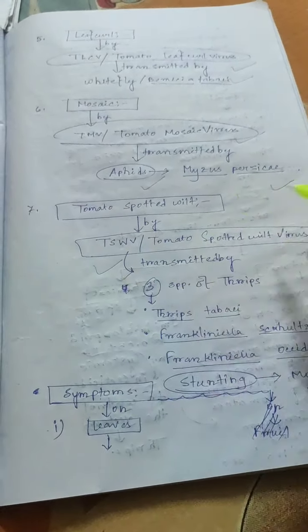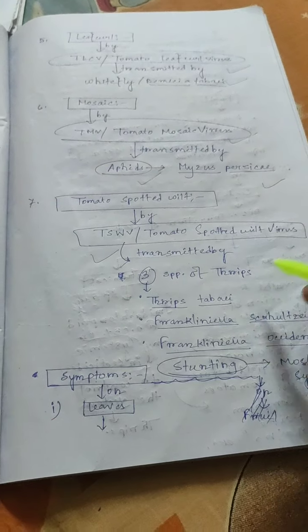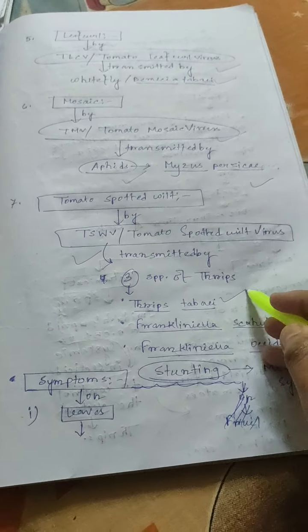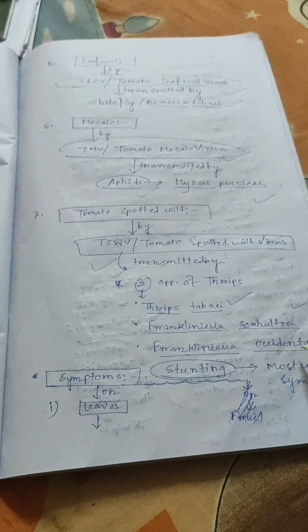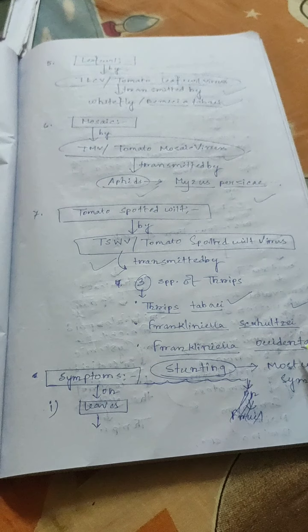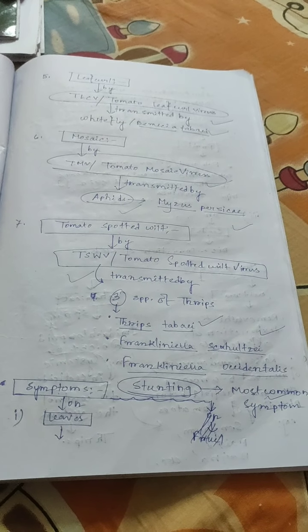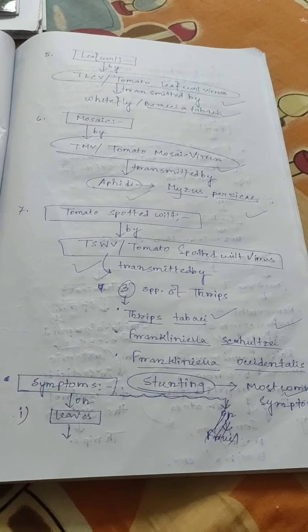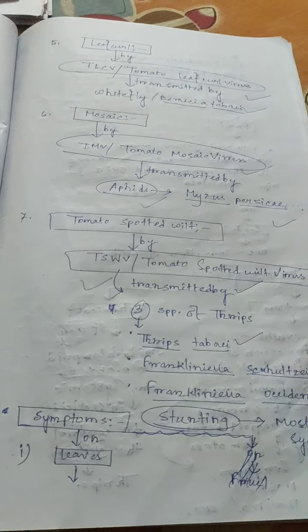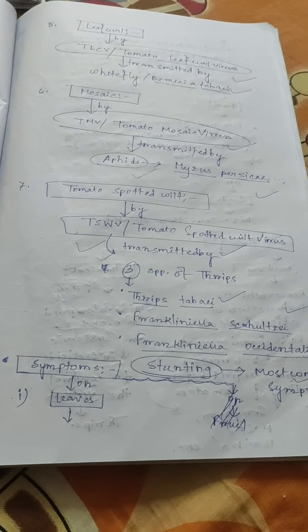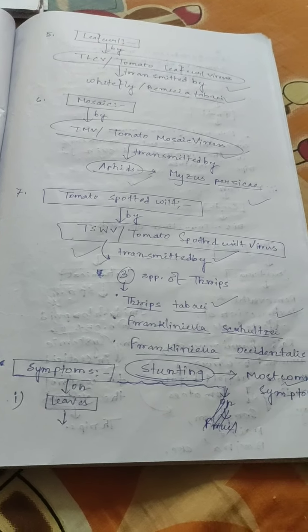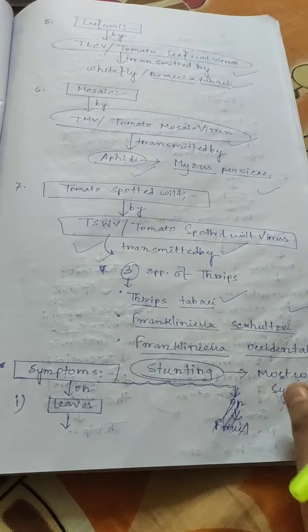Myzus persicae. Tomato spotted wilt, caused by tomato spotted wilt virus, is transmitted by 3 species of thrips: Thrips tabaci, Frankliniella schultzei and Frankliniella occidentalis. Symptoms: stunting. The most common symptom is stunting. Tomato spotted wilt, TSWV, is transmitted by 3 species of thrips. The most common symptom is stunting.